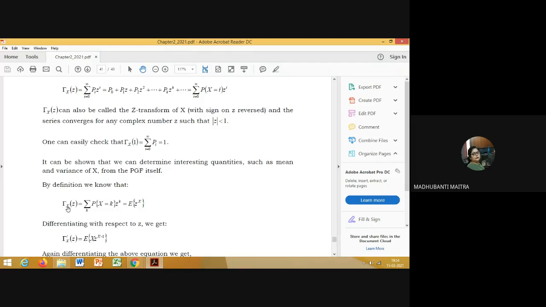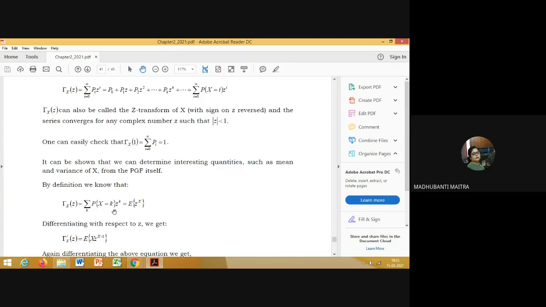By definition, tau z is equal to the summation over k of probability x is equal to k, as the random variable is a discrete one, multiplied by z to the power k. Is it okay? Yes, ma'am, this is okay.